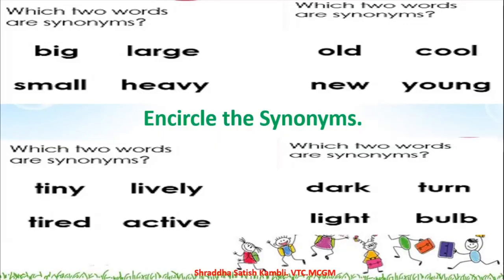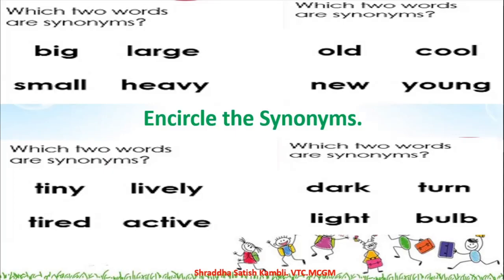So children, come on, now let's do a small exercise based on synonyms. So which two words are synonyms? We are supposed to find out. And there are 4 sets of words given to you. So come on, let's start with the first set. So here you have the words big, large, small and heavy. Let's try to see now which 2 words could be synonyms.